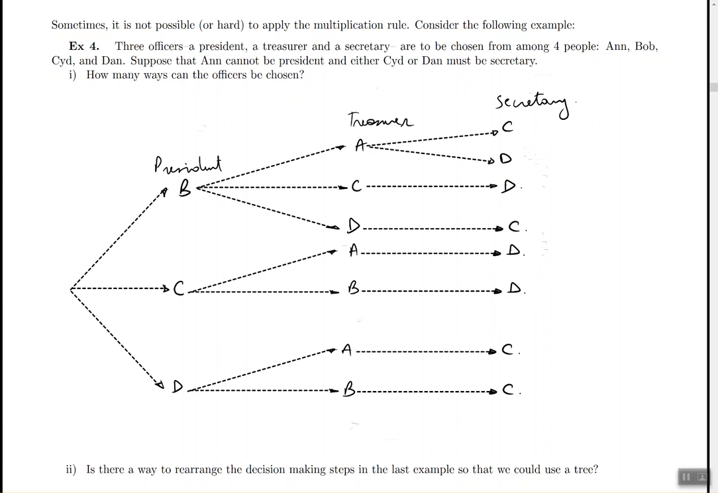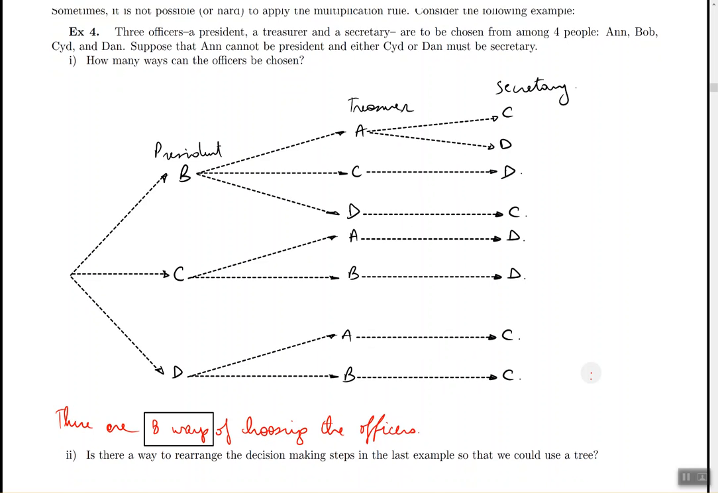However, now that we have the tree made, how many possible branches can this tree have? So 1, 2, and so on and so forth. Counting all of them, we get 1, 2, 3, 4, 5, 6, 7, 8 different ways of choosing officers. So we're going to write down there are 8 ways of choosing officers. Okay, so that's basically the solution, the 8, and the justification is that tree that we just made.